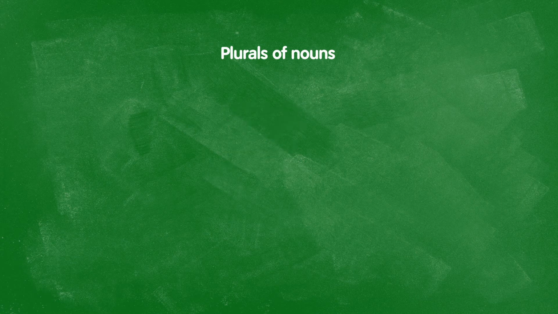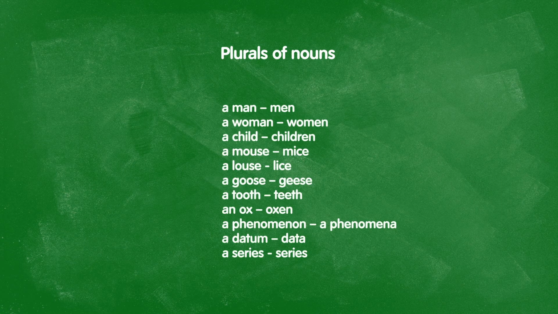And there are also some words in English which have special plural forms, and these you will need to memorize. For example, a man becomes men, and a woman becomes women. Child becomes children. A mouse becomes mice. A louse becomes lice. A goose becomes geese. A tooth becomes teeth.